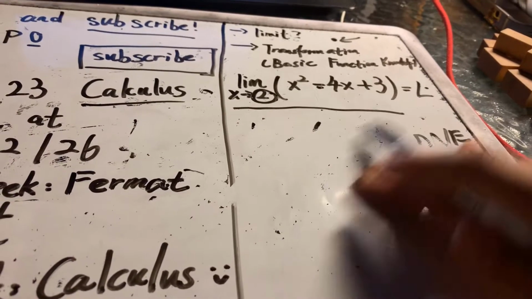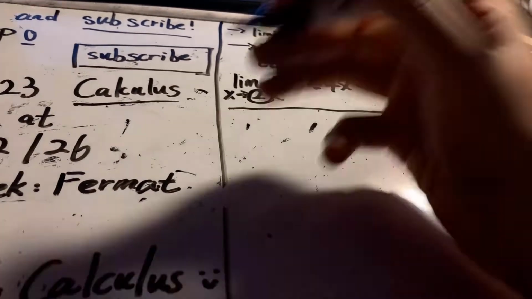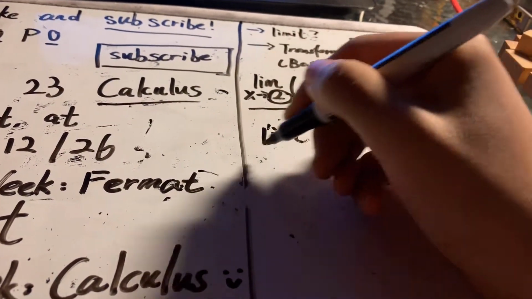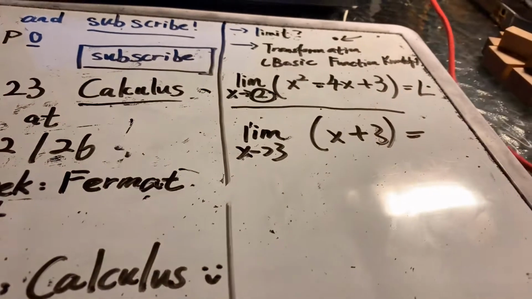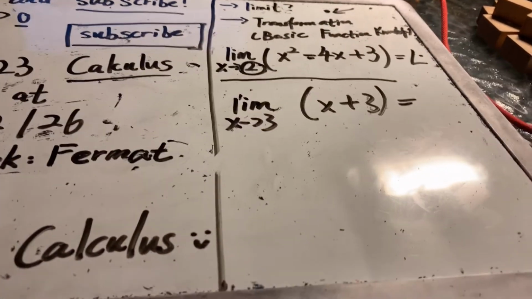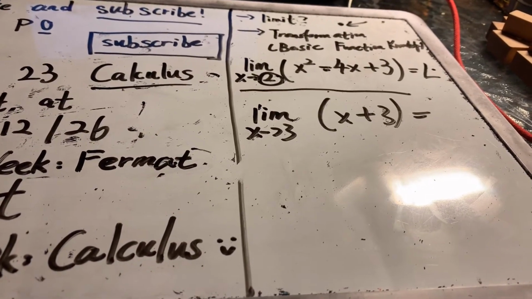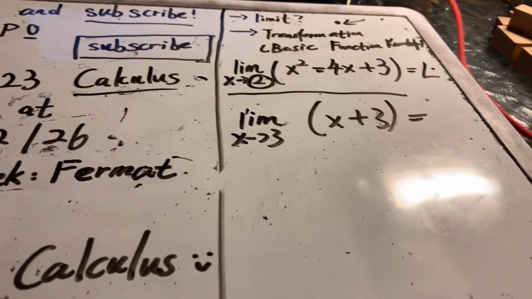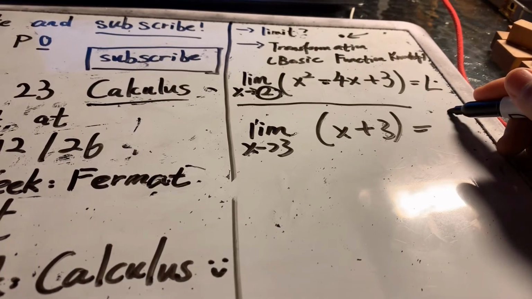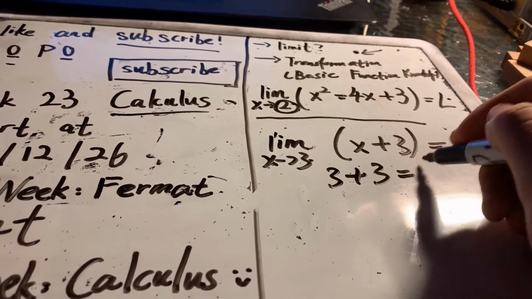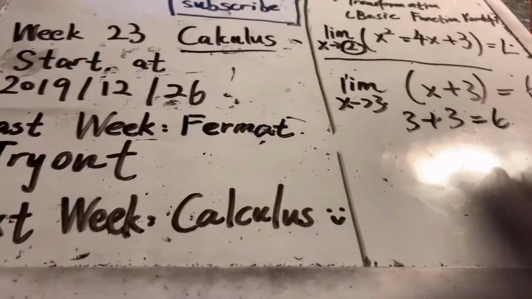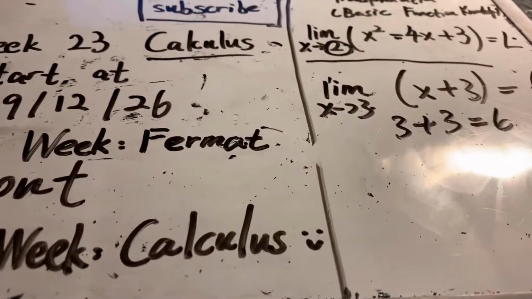Let's give you another example: the limit as x approaches 3 of x plus 3. I will give you 5 seconds to get the answer. Okay, 5 seconds is up, and the answer is 6, because plugging 3 into here, 3 plus 3 is 6.